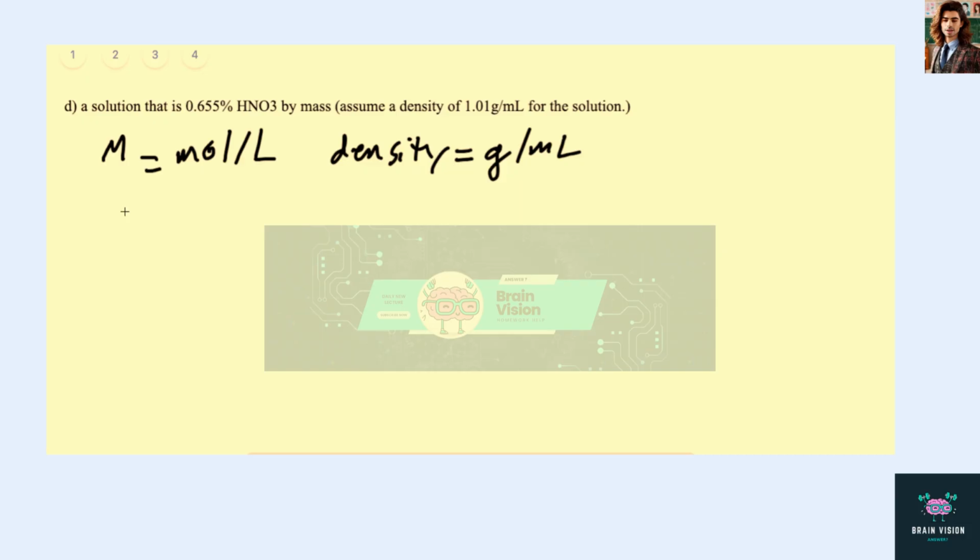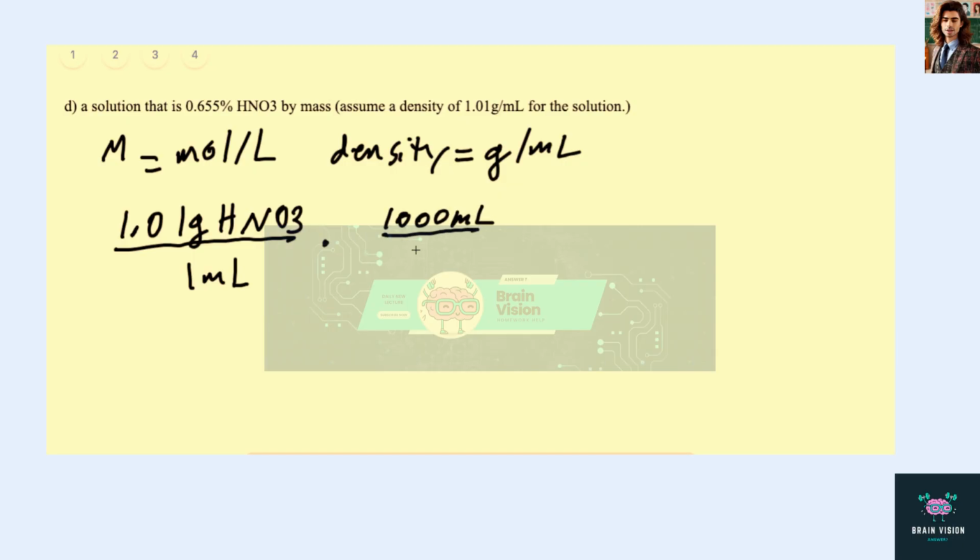So we take our density of 1.01 grams HNO3 per 1 milliliter, and we multiply that by 1,000 milliliters per liter. We cross out the milliliters, and we get 1,010 grams HNO3 per liter.